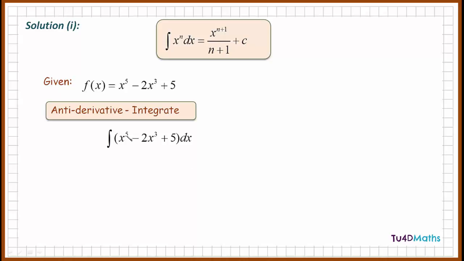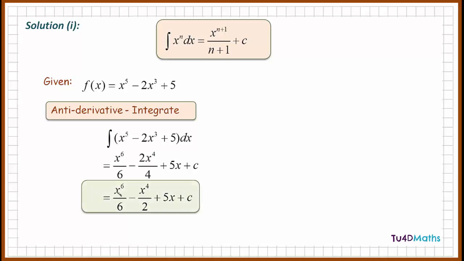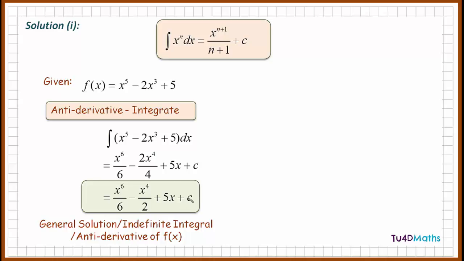So applying that here, we add 1 to the power of 5 to give us x to the power of 6 and divide by 6, add 1 to 3 to give us x to the power of 4 and divide by 4, and 5 is really 5 times x to the power of 0. So adding 1 to 0 we get x, so integrating 5 we get 5x plus a constant. So if we divide 2 into 4 we get 2, so the antiderivative is given as x to the power of 6 over 6 minus x to the 4 over 2 plus 5x plus c. So this is the antiderivative, or the general solution, or the indefinite integral, because as we saw earlier, there's lots of solutions. So we're asked to write 3 antiderivatives.